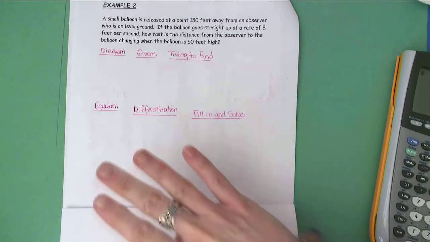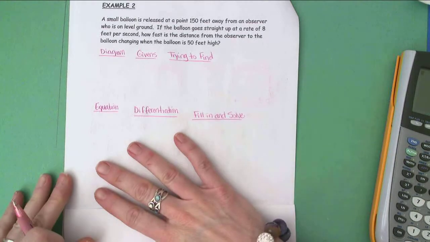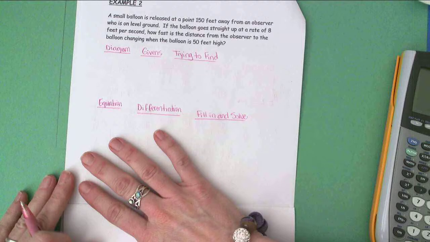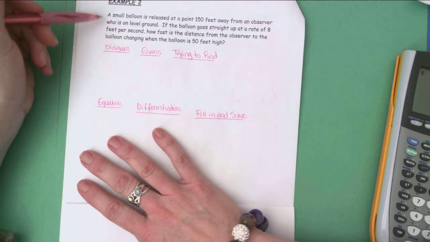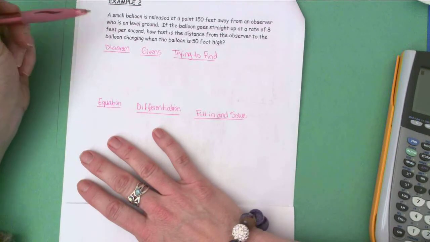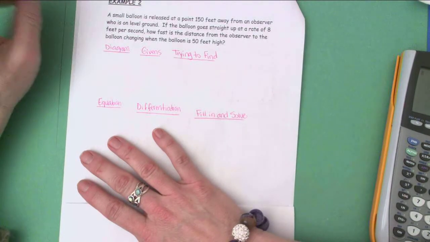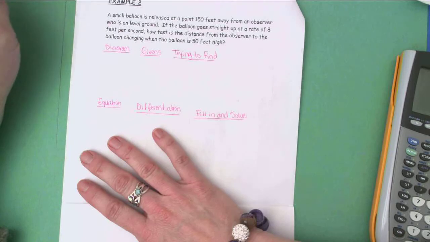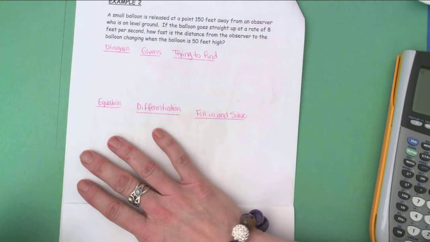Okay, so let's start with a diagram. This is going to be pretty similar. As I'm reading this, I'm getting a familiar sense between this problem and example 1, because I'm already thinking of a right triangle. And when we did the ladder problem, we definitely had a right triangle.